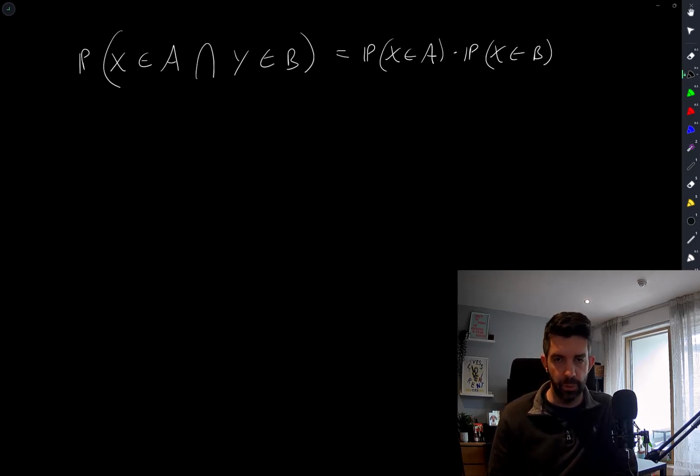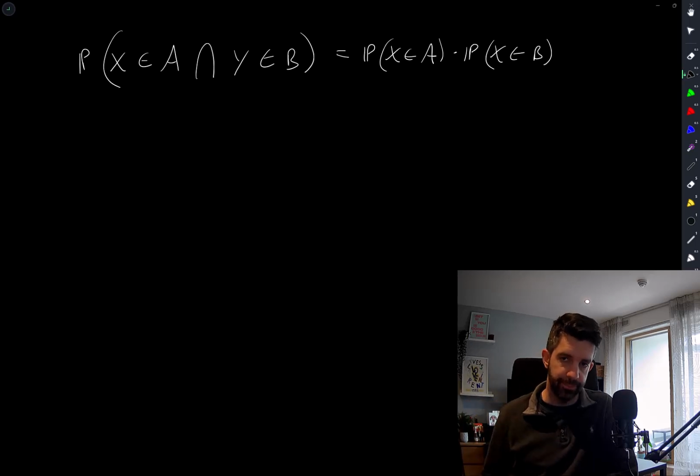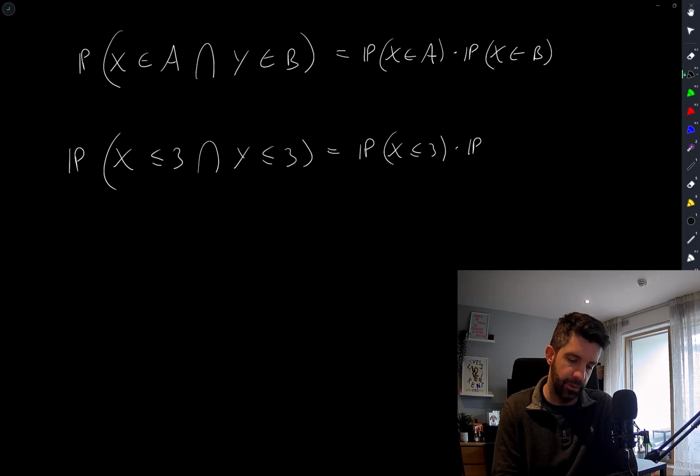But because the question is asking about the probability that at least one of the variables is greater than 3, we're going to translate this into the problem of both variables being less than or equal to 3. So we want the probability that x is less than or equal to 3 and y is less than or equal to 3. And that's the probability that x is less than or equal to 3 times the probability that y is less than or equal to 3.